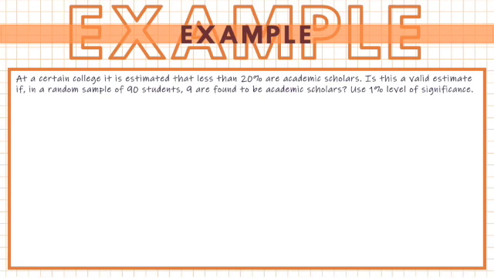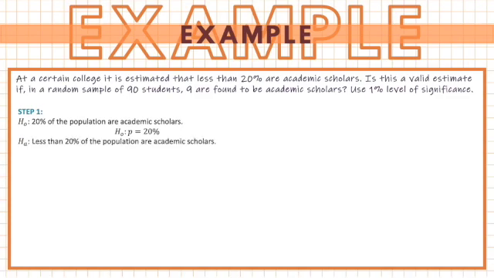So for this particular example, again, we follow the 4 steps in hypothesis testing, starting with the null and alternative hypothesis. So we state our null hypothesis as 20% of the population are academic scholars. In symbols, we write that as P equals 20%. And our alternative hypothesis would be less than 20% of the population are academic scholars, or P is less than 20%. So after you have stated your null and alternative hypothesis, we move on to step 2.